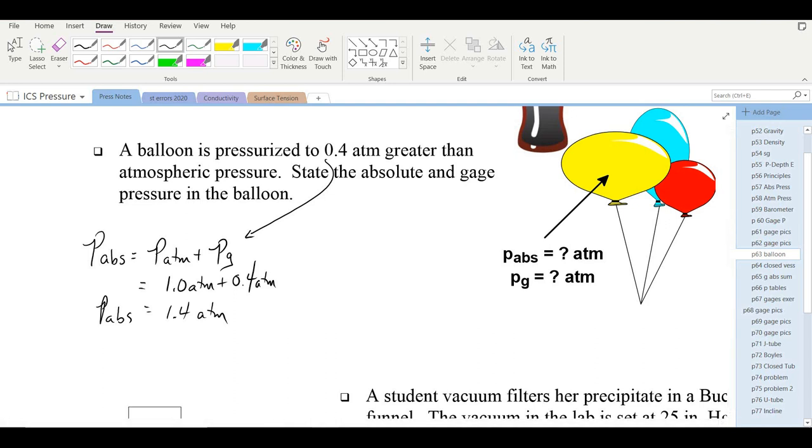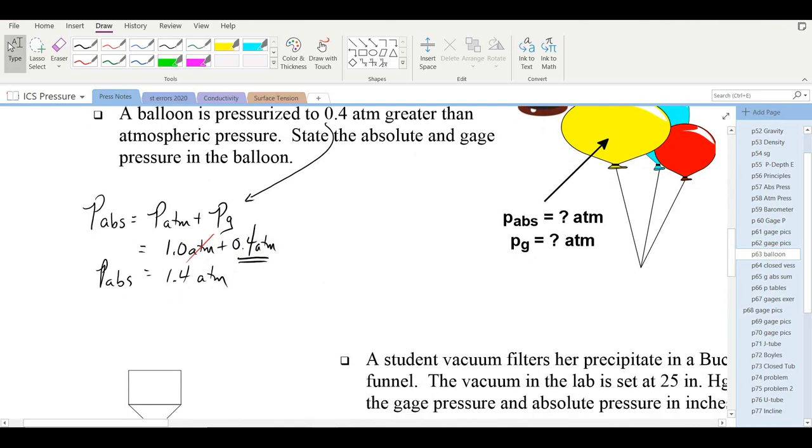But what's the gauge pressure? Well, the gauge pressure just gets rid of the atmospheric. It zeroes it out. The gauge pressure is 0.4. If you wanted to calculate it, you could say P gauge equals absolute pressure minus atmospheric pressure, which is 1.4 minus 1, or plus 0.4 atmospheres.